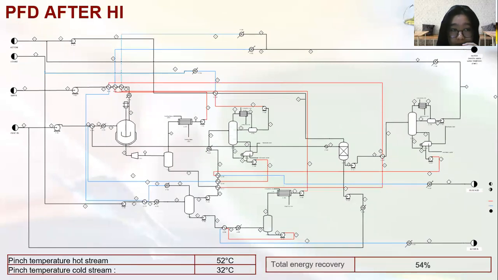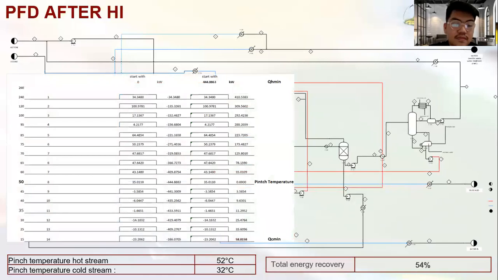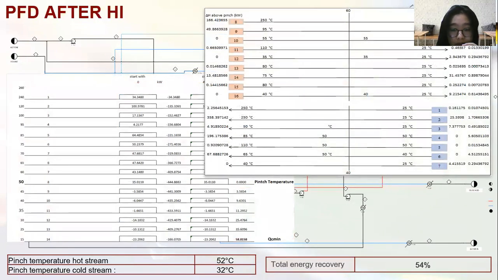This is the process flow diagram after heat integration, where we have done the pinch analysis to determine the pinch temperature, hot stream and cold stream. We have used the problem table method to determine it, and the hot stream will be 52 degrees Celsius and the cold stream will be 32 degrees Celsius. And the total energy recovery calculated will be 54%.